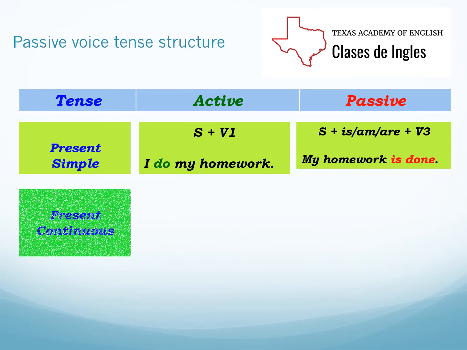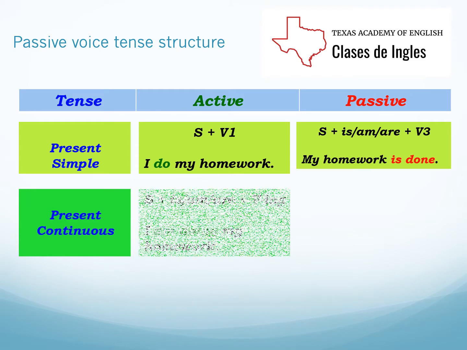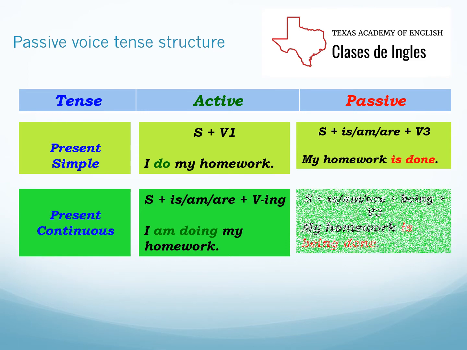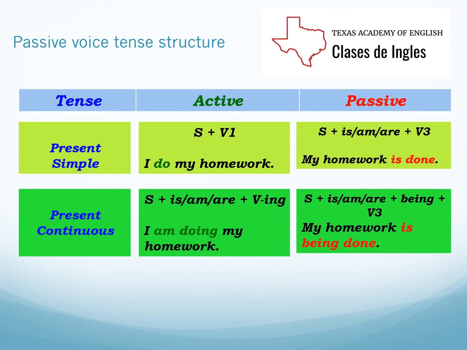In the present continuous, we have, I am doing my homework. Notice the subject, I, we're using the verb am plus the continuous tense, doing my homework. And then the passive voice, my homework is being done. Notice again the structure.